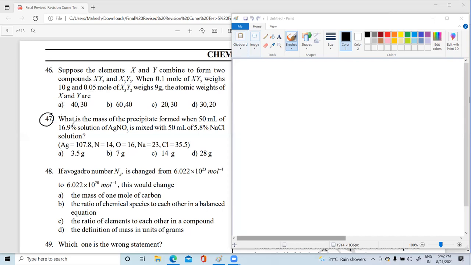Question number 47. What is the mass of precipitate when 50 ml of 16.9% solution of AgNO3 is mixed with 50 ml of 5.8% NaCl solution? First look here, AgNO3 reacts with NaCl. So what precipitate will be formed here? AgCl precipitate will be formed and NaNO3 will be produced. So according to this balanced equation, it is a 1:1 ratio. We'll check how many moles, how many grams are reacting together.